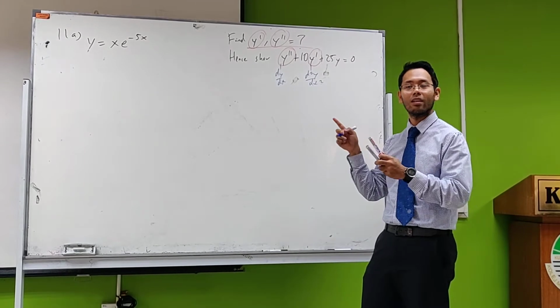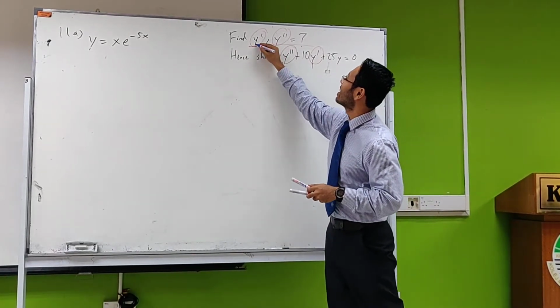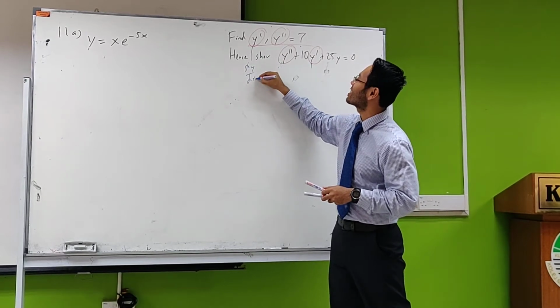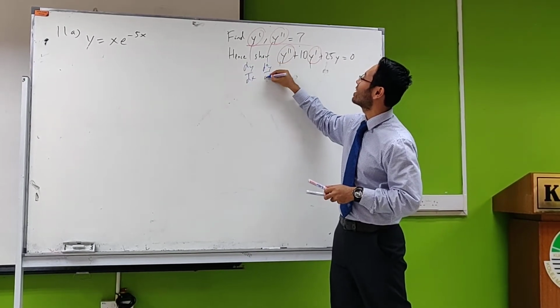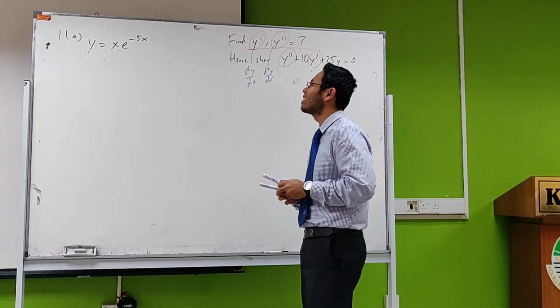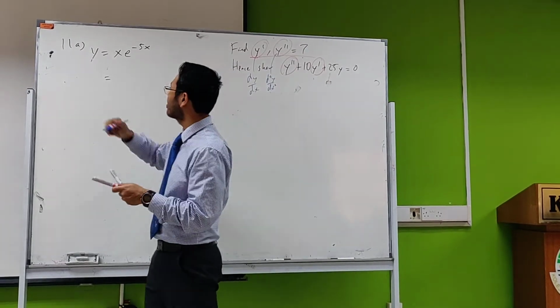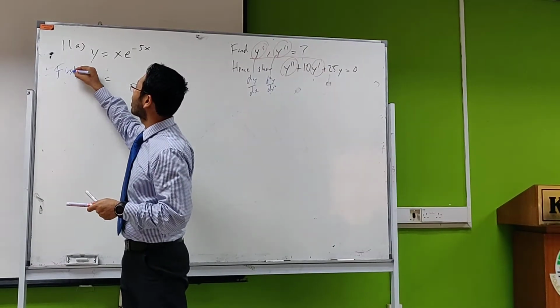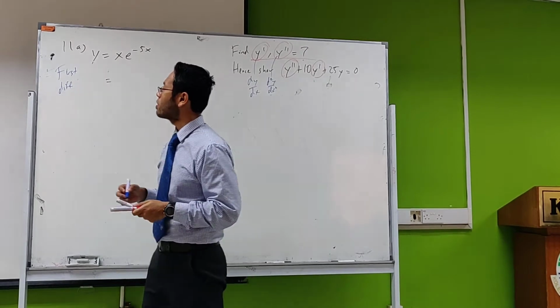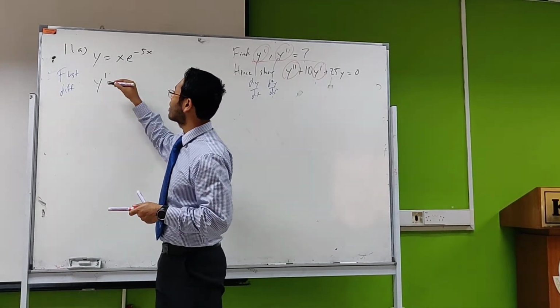Okay? Oh, yeah. I'm referring to this one, dy/dx, and d squared y by dx squared. Sorry. So let's try the first differentiation. So we got ourselves y prime.